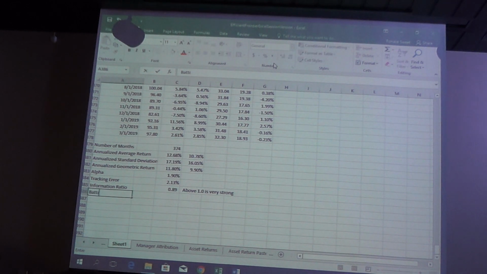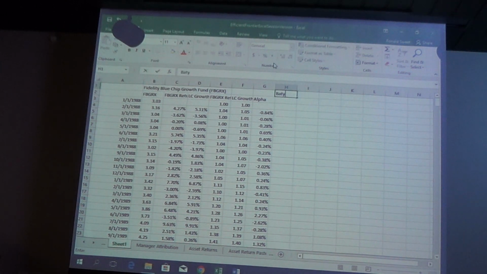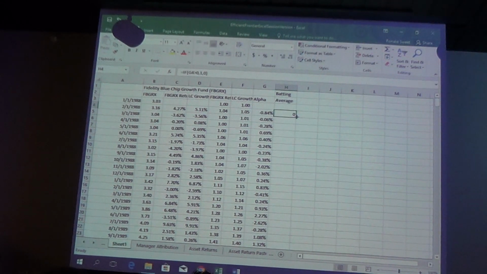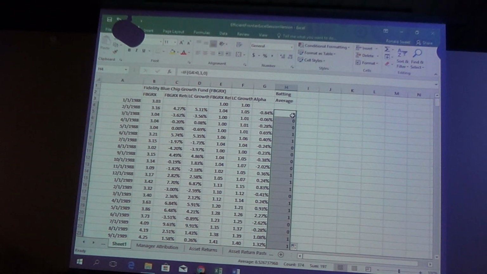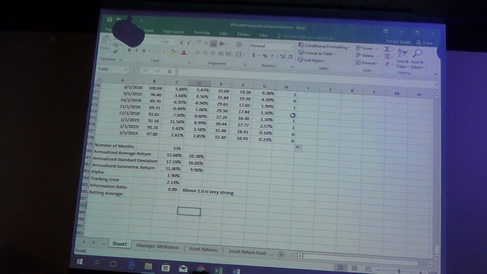Let's try batting average. So batting average, all you got to do is an easy one. You just ask if the alpha is greater than 0, give me a 1, otherwise give me a 0. You're just going to count how many months that they beat the market. You might say, well, that's just way too simple. This actually has a better predictive value to it than information ratio. I don't know why, but it does. Or at least it was the last time we tested this.